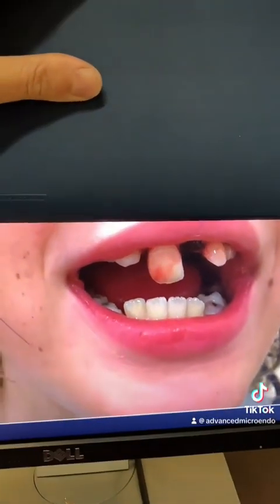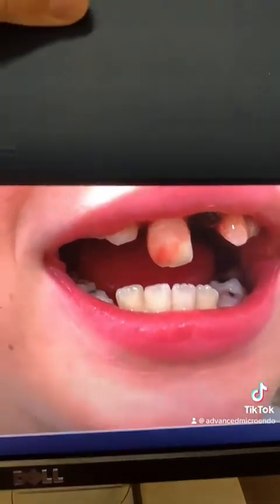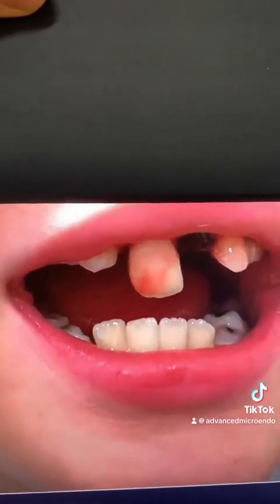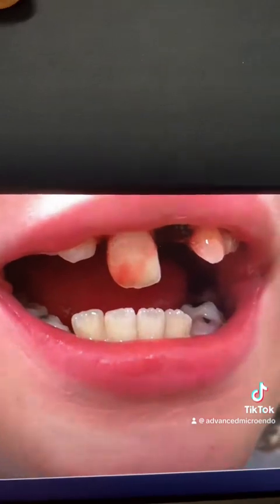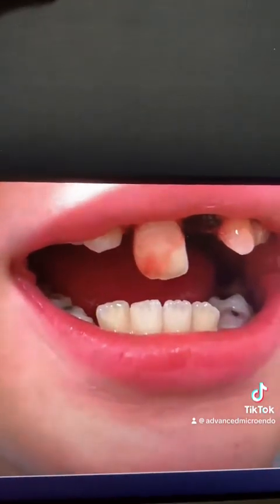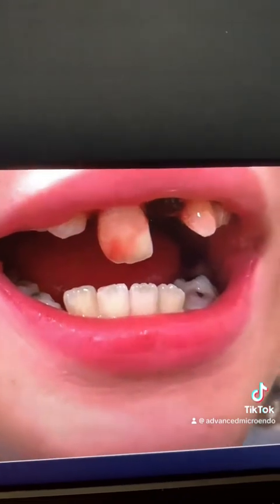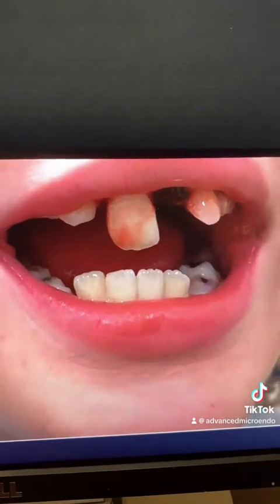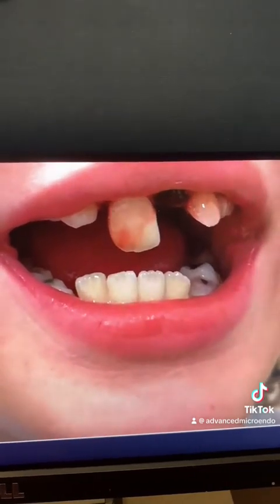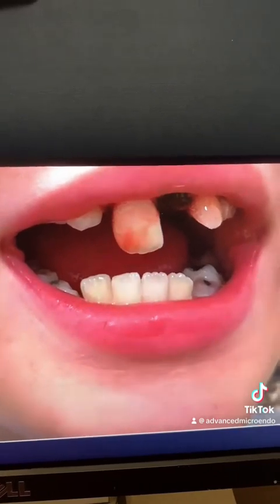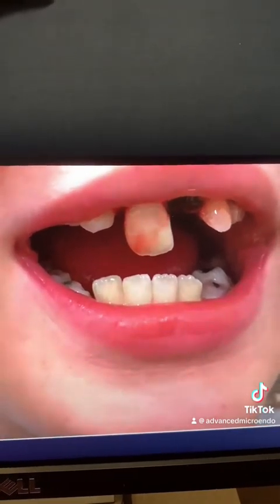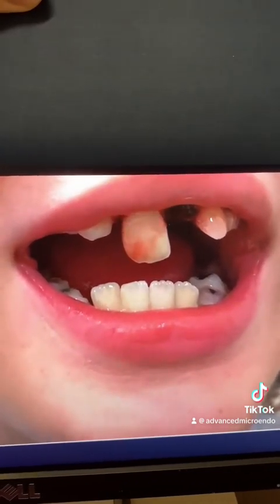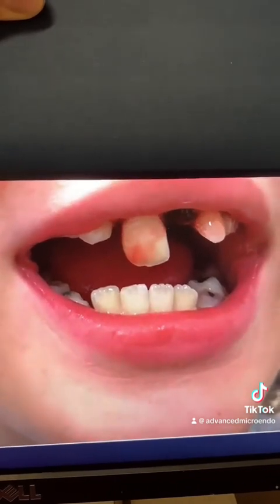This was immediately after the trauma. As you can see, number 9 is missing. Number 8 is partially avulsed. So the dentist approximated number 8 and number 10 and wired the anterior teeth. Unfortunately, number 9, the dentist could not put it back in. It was out of the mouth for too long. I'll show you the condition of number 9 by the time the dentist got it.